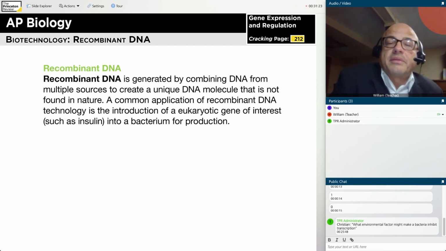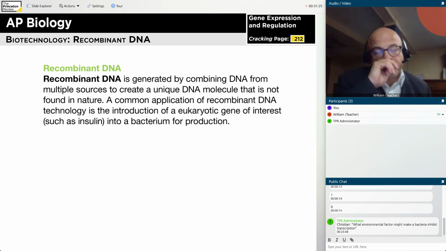You're just going to combine DNA from different places to create something that's going to be different and not necessarily found in nature. And you can imagine there's all kinds of things. You may go on and do research, and all this is a very common thing. And this is where you can introduce a eukaryotic gene of interest, like insulin, into a bacterium so that it can actually produce. And they're trying to do this with so many other things.